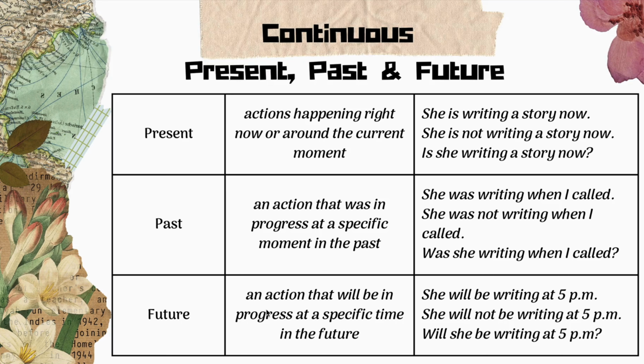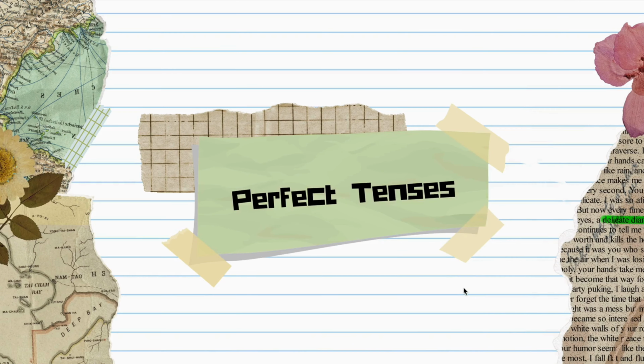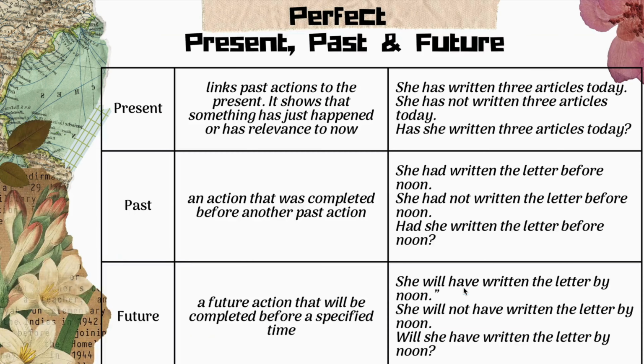Future continuous tense. It describes an action that will be in progress at a specific time in the future. She will be writing at 5 p.m. She will not be writing at 5 p.m. Will she be writing at 5 p.m.? With this, we are moving to perfect tenses.